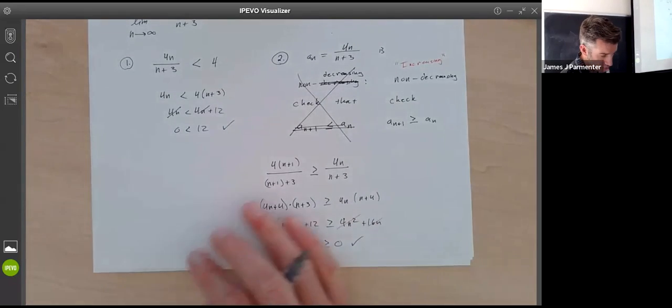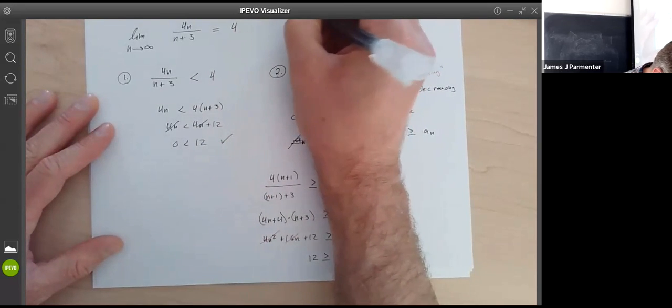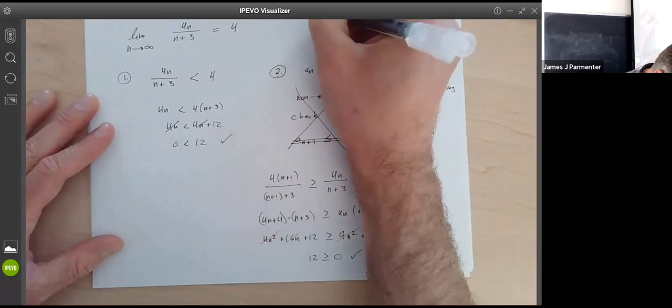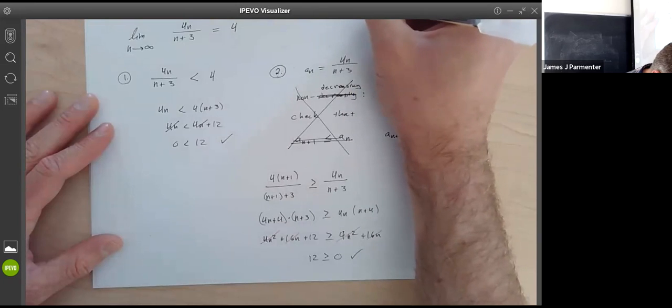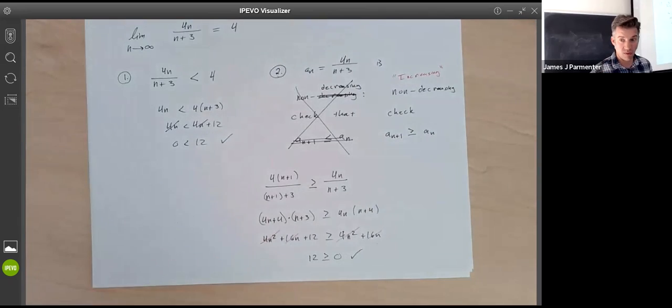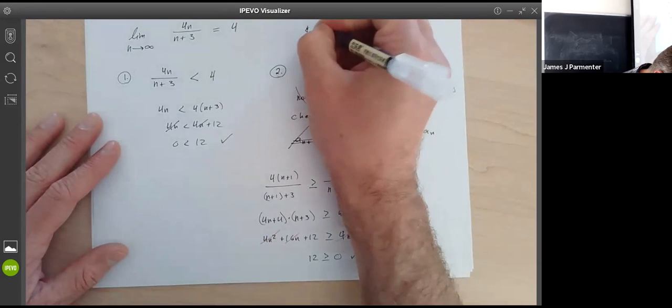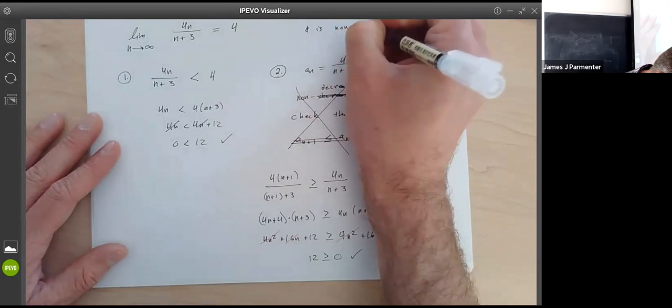So great, we have a sequence 4n over n plus 3. It's bounded above, right? This sequence is definitely always less than 4, no matter what. And it's getting bigger, or at least it's not getting smaller. So we have that this sequence is bounded above and below, but specifically above we care about because it's getting larger. And is non-decreasing.